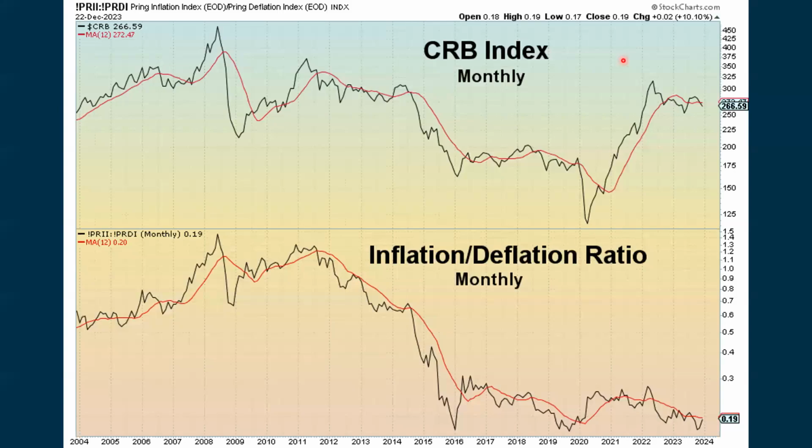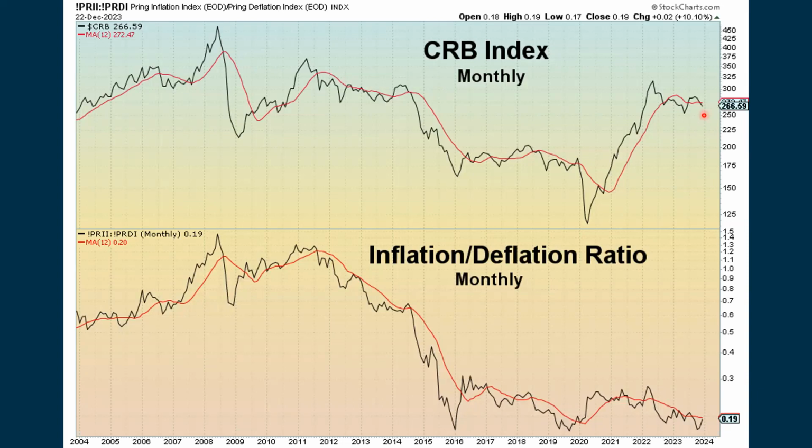We also keep an eye on inflation. This is a monthly chart of the CRB. This is the Commodity Research Bureau Index. These are different commodities, and as they're going up, that tends to be inflationary. When they're coming down, that tends to be more deflationary, and this is still continuing to come down. This is a monthly chart, so it takes a while for this to change, but we are below the moving average.